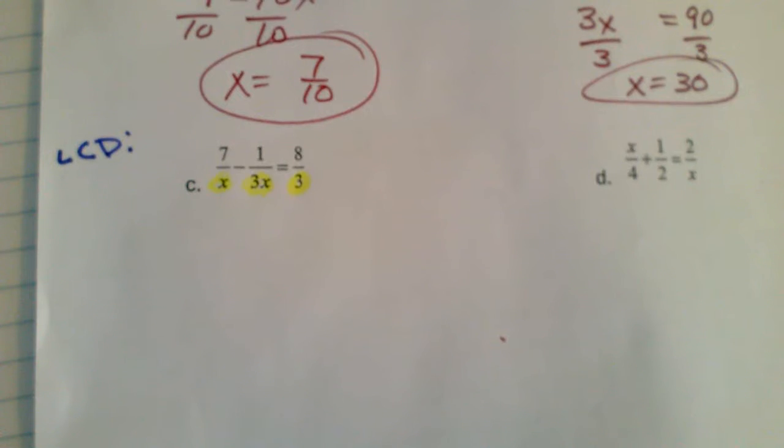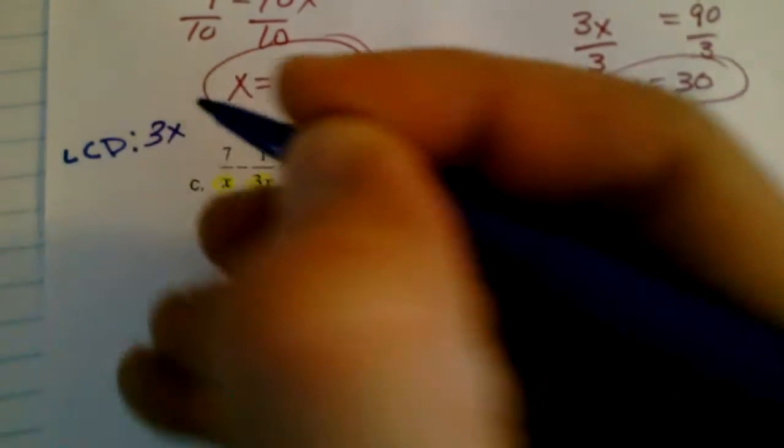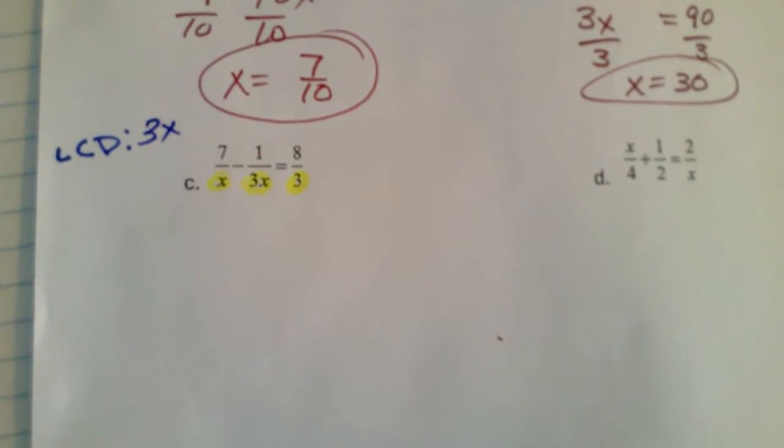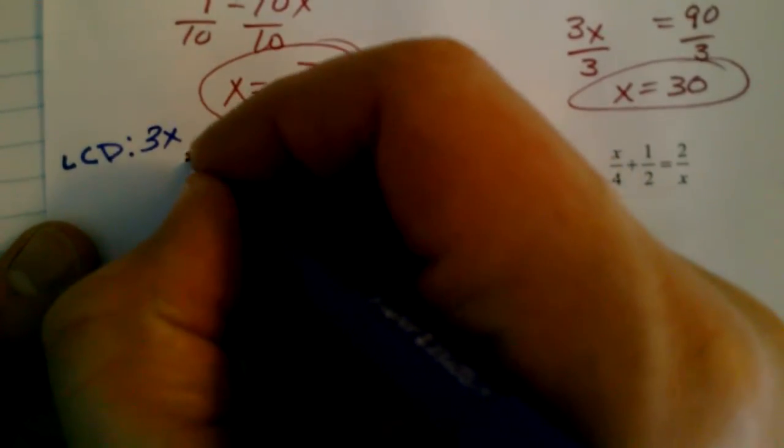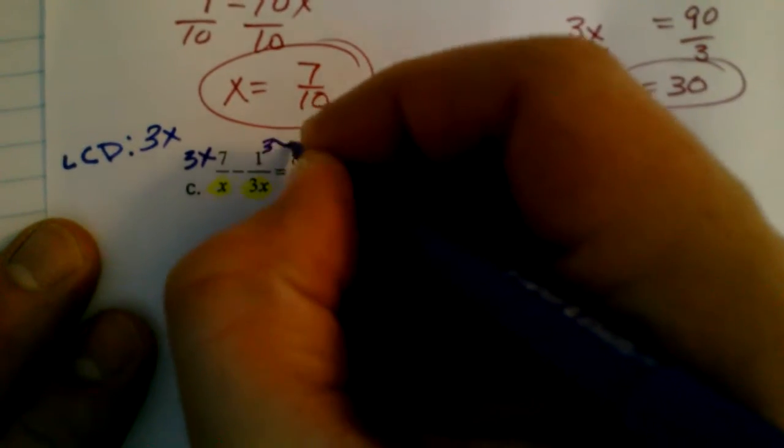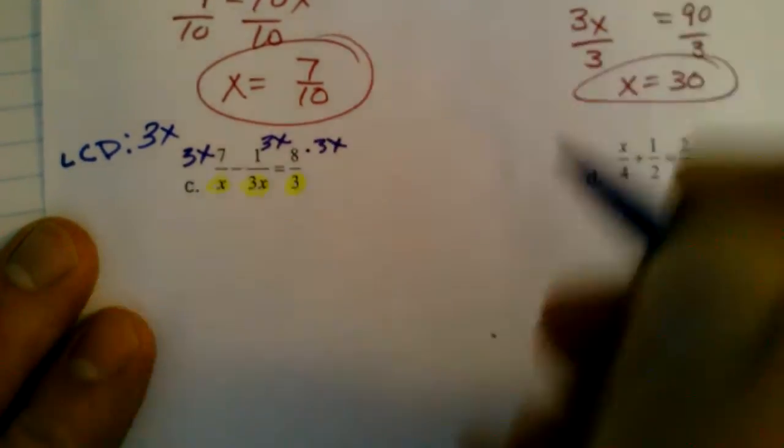Am I allowed to answer? Sure. 3x. Boom. 3x is my LCD. There we go. So I'm going to take all three of these guys and I'm going to multiply by 3x. So I'm going to put a 3x there, a 3x there, and a 3x there.